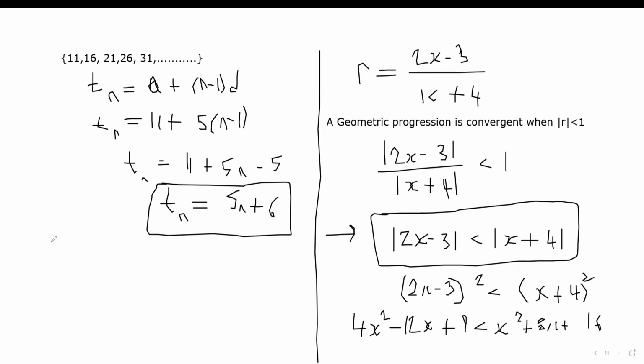I'm just going to finish it off right here. Since I have some space, we're going to go from this line to this part over here. Let's change the color. Bring over x squared over here, so it becomes 3x squared. Bring over 8x over here to make it become minus 20x. And then we can bring over the 16 over here. 9 minus 16 is minus 7. And this is less than 0.